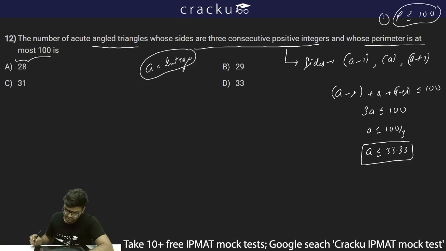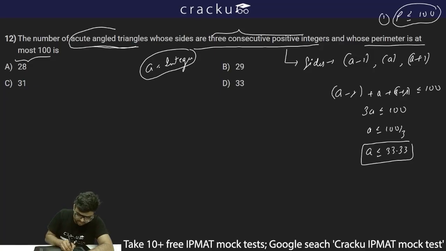A should be an integer because it is clearly given that the sides are 3 consecutive positive integers. Now it is asking for acute angle triangles.